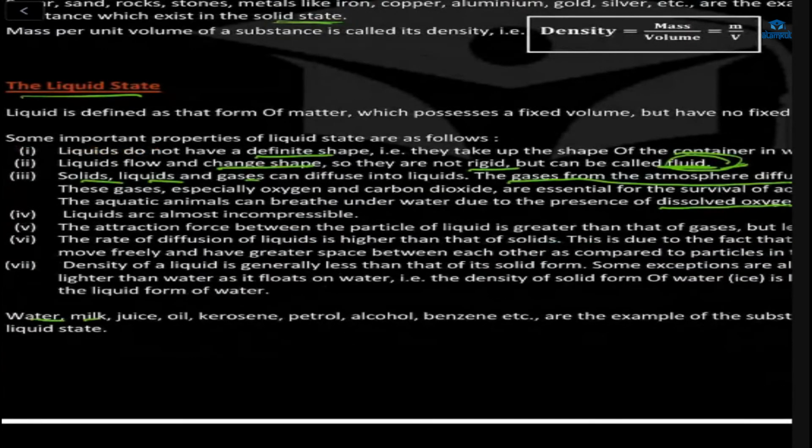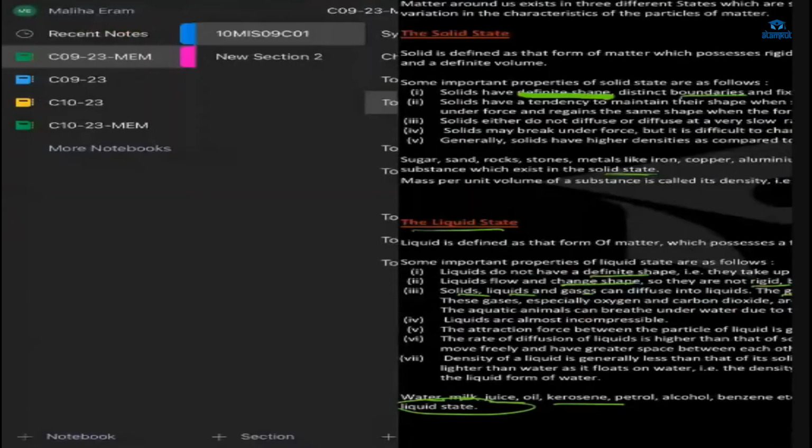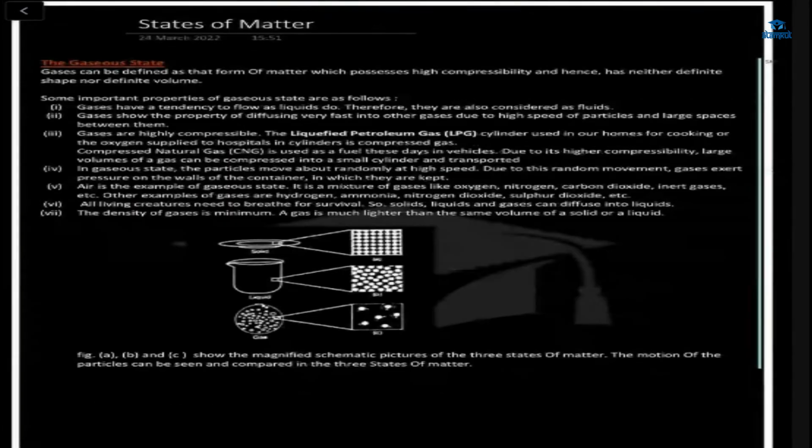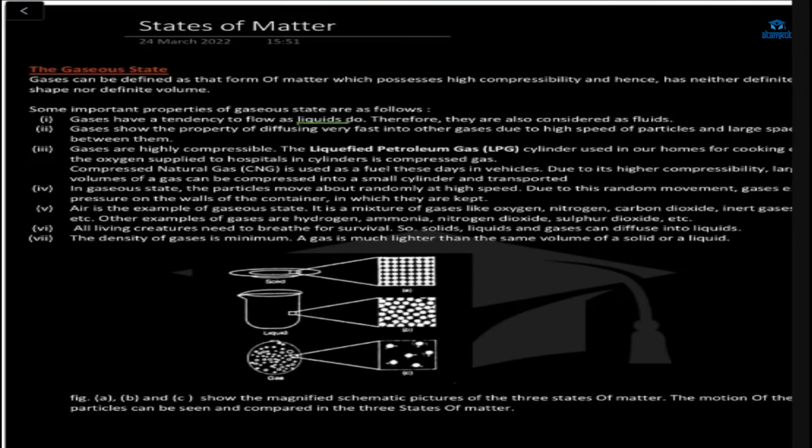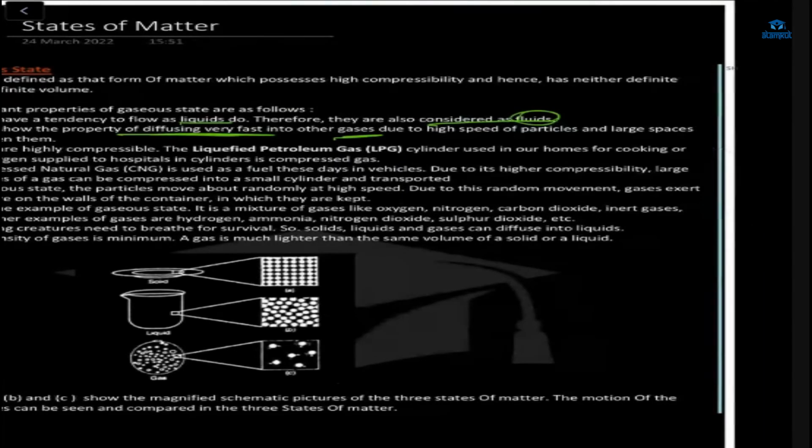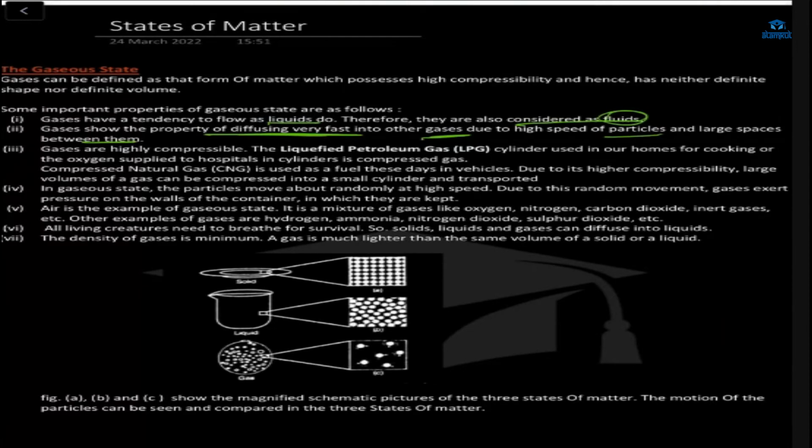So water, milk, juice, oil, kerosene, petrol, benzene, all are examples of the liquid state. Now, last one, the gaseous one. Gas has a tendency to flow as liquids do. Therefore, they're also considered fluid. Gases can be easily compressed. Gases show the property of diffusing very fast into other gases due to the high speed of particles and large spaces between them. That's why diffusion is very fast in gas. And it's also highly compressible.